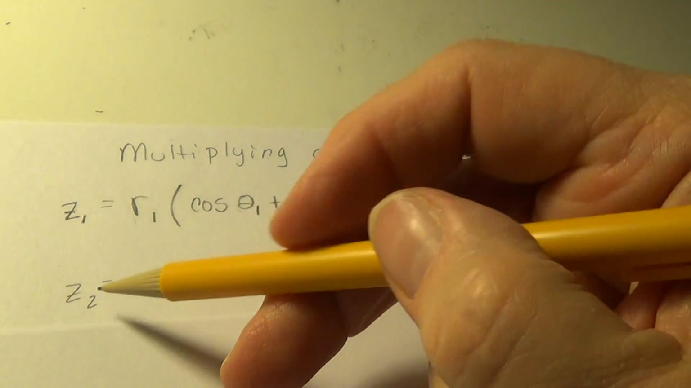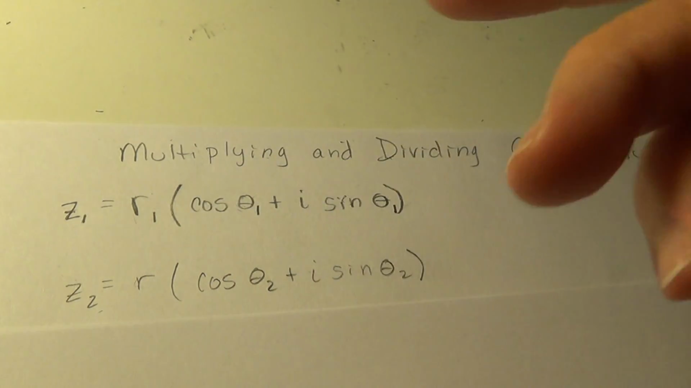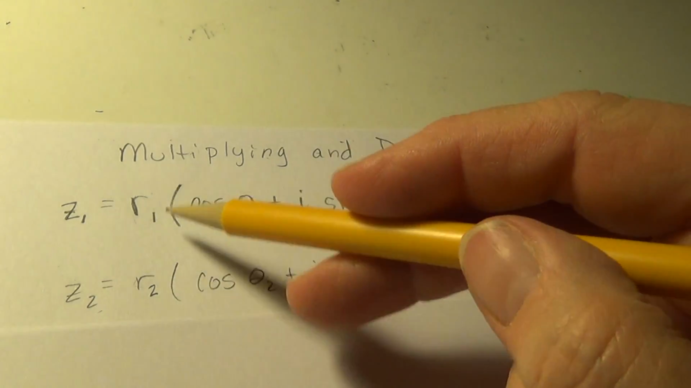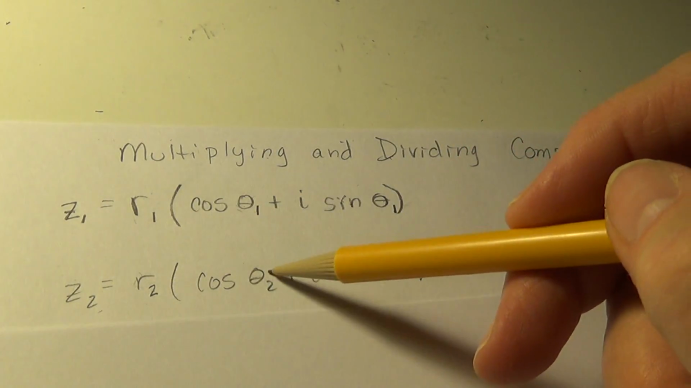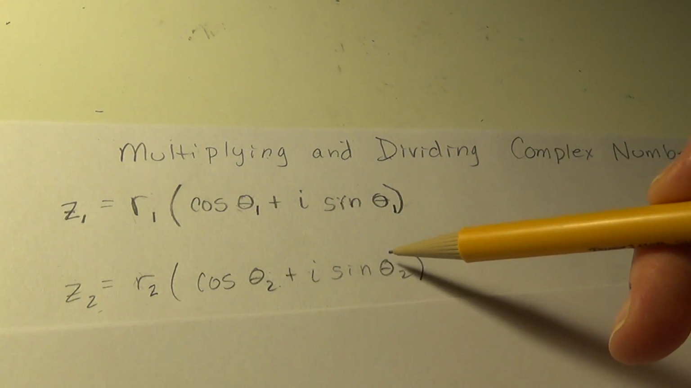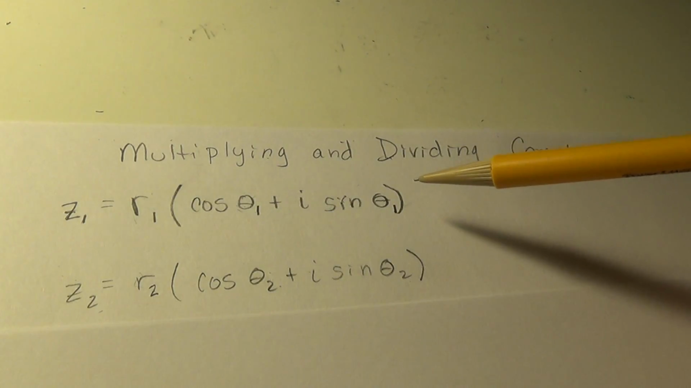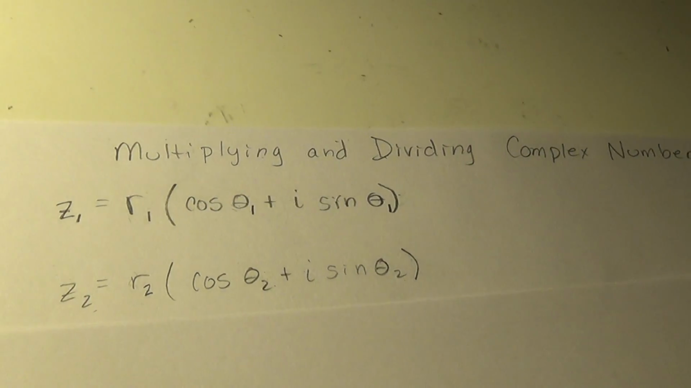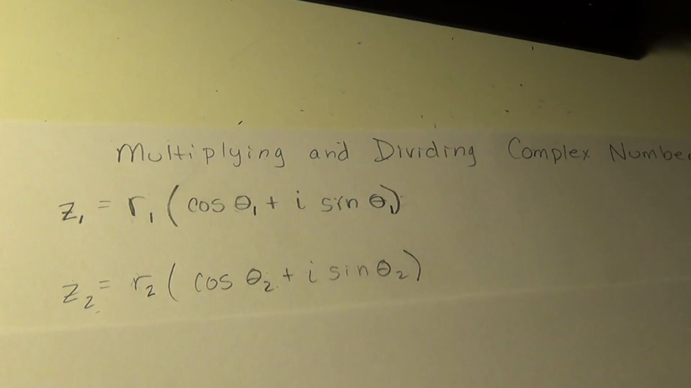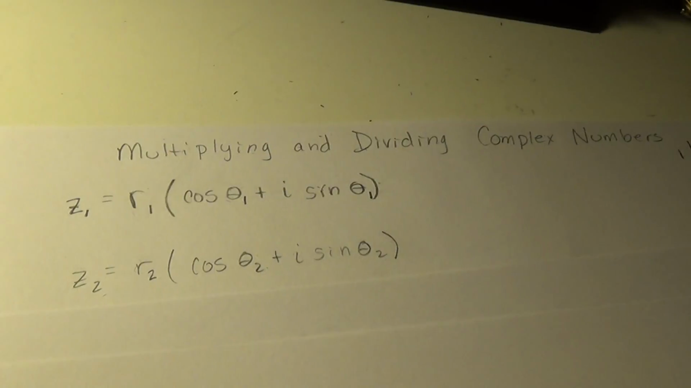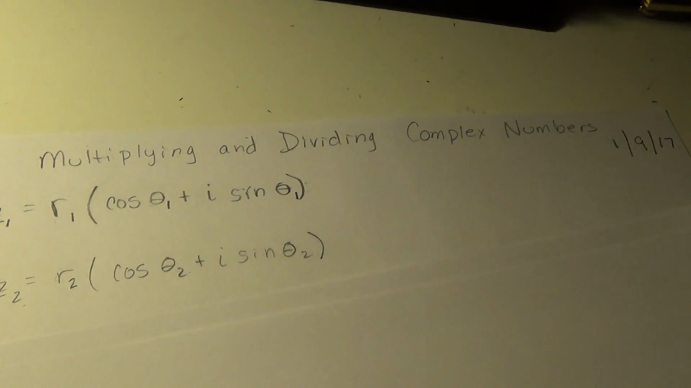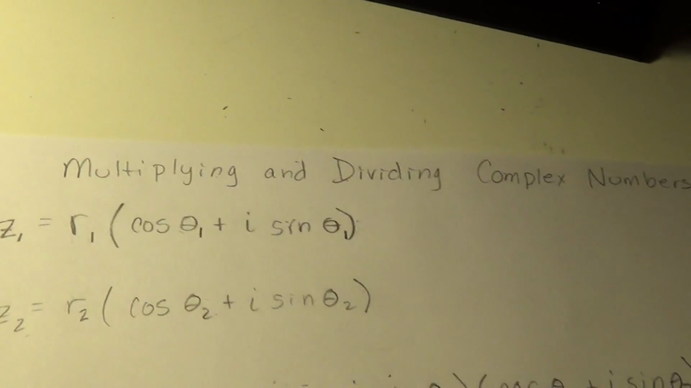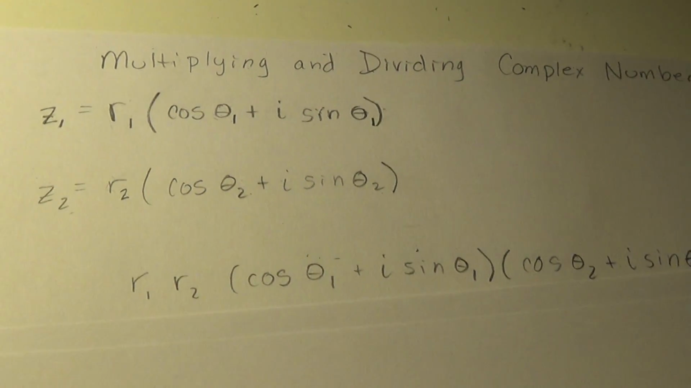Now I'm going to introduce a second complex number. It's a different r, perhaps, could be the same, but r sub 2 cosine theta sub 2 plus i sine theta sub 2. So in theory I have two different complex numbers, and we're going to develop a way to multiply them quickly. And then we'll talk about dividing them. So let's say that we are multiplying these two numbers together.